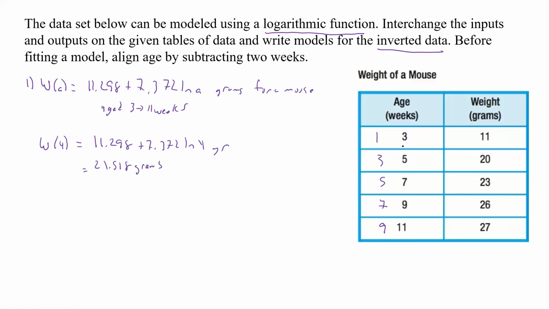Now, does that make sense? Well, 4 would be right here, and 21, well, that doesn't really match up. This is where you have to remember, when we made the model, we subtracted 2.